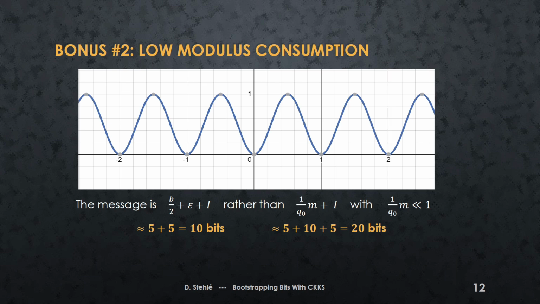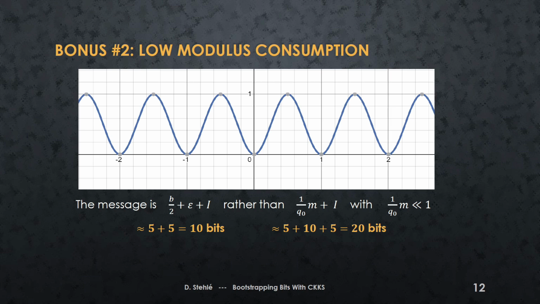The second aspect, even more important, is that the message is encoded as b/2 plus epsilon plus an integer. So b, the important part of the message, is the most significant bit after the rounding point, after the integer point. Whereas in regular CKKS, you have m over Q0 plus I, where m over Q0 is much smaller than 1, because you want a good approximation of the mod 1 function by the sine function. And you need the input of the sine to be very close to an integer in this case. So in regular CKKS, m over Q0 is much smaller than 1.